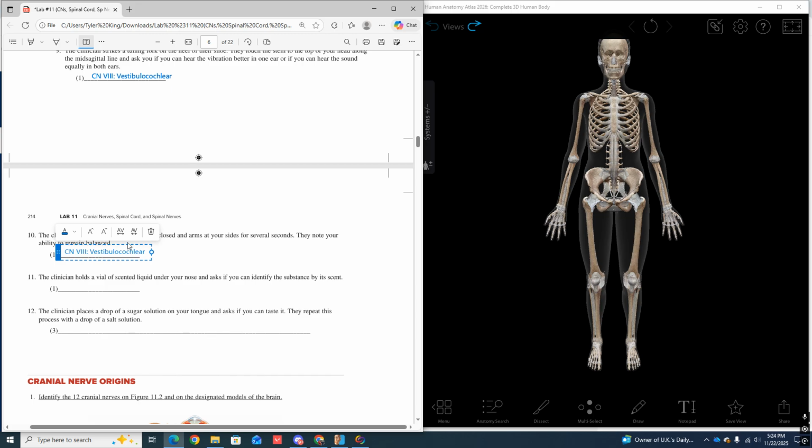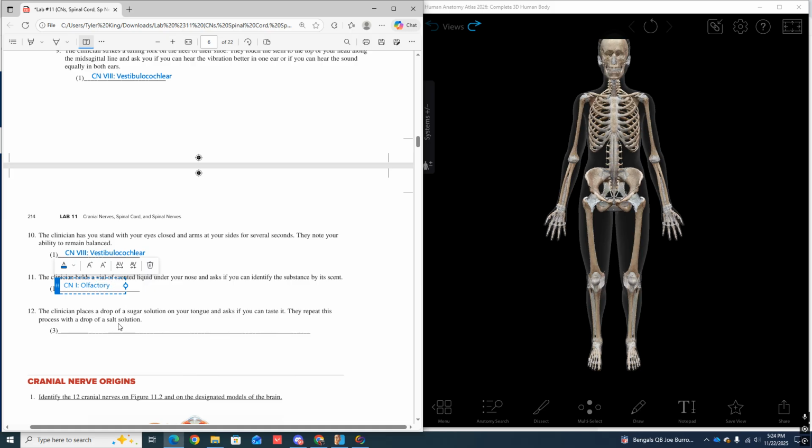Clinician holds a vial of scented liquid under your nose and asks you to identify the substance by the scent. So, purely the sensation of smell. This one is the first nerve, first cranial nerve, olfactory.